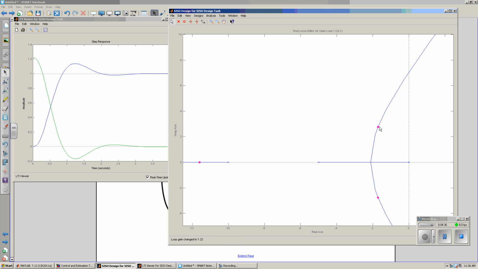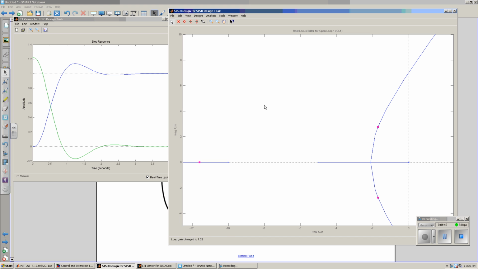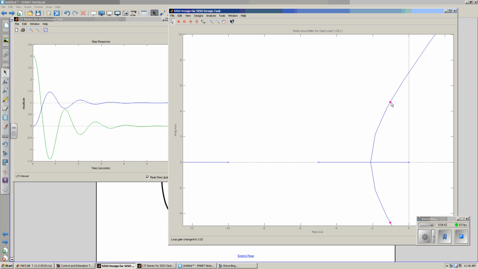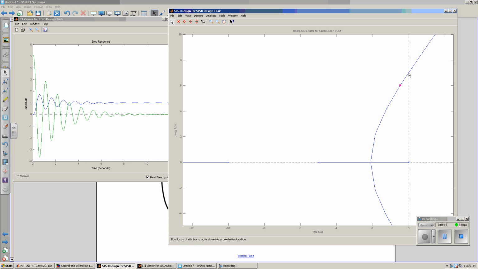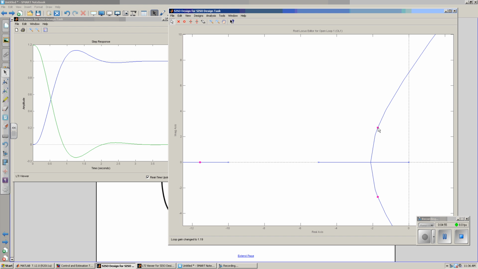I like high gains. I like the gain to be up here. High gains give you better tracking, quicker system. But high gains typically make you have too much overshoot. If I go too far, I eventually go unstable. So the biggest gain I can find without violating my design specs, 16% overshoot, happens to be right here. The point of the root locus where I have a damping ratio of 0.5.